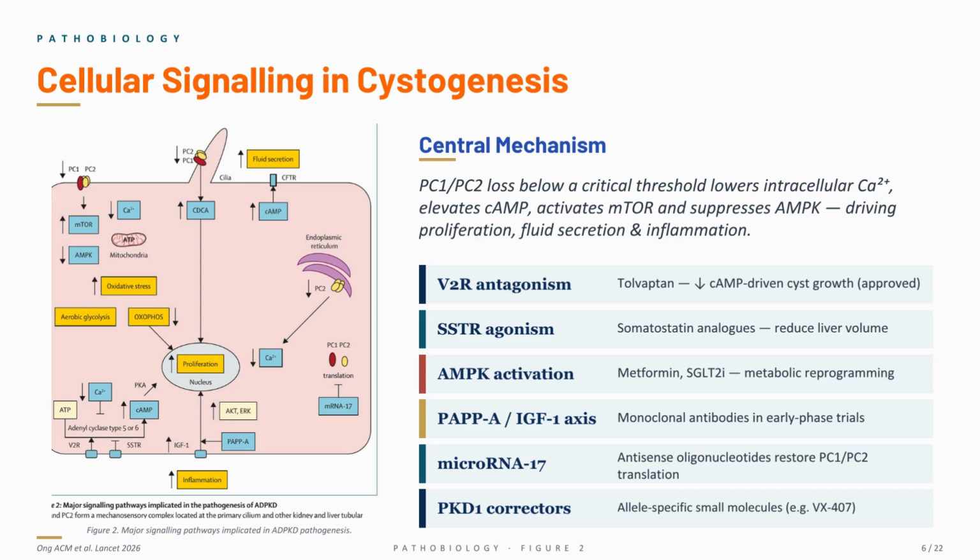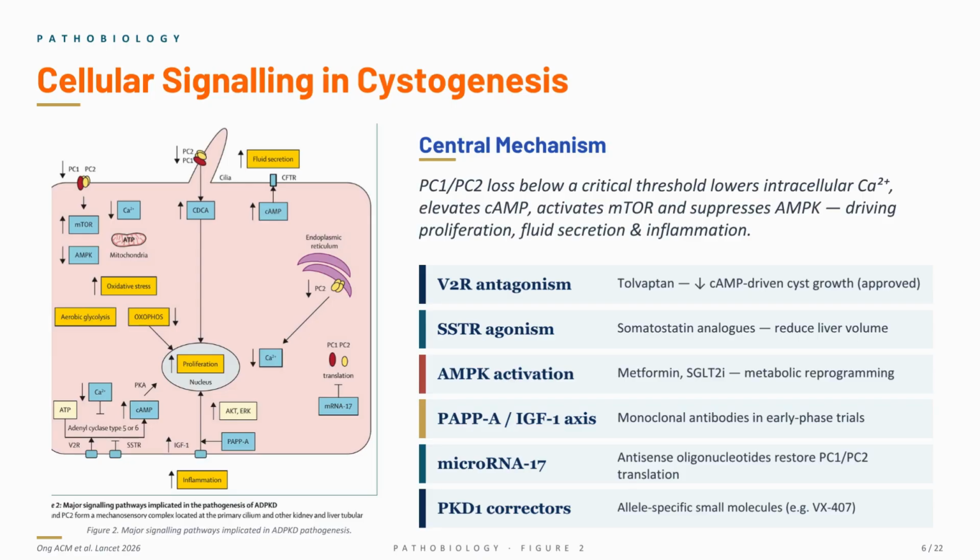At the cellular level, this leads to abnormal epithelial proliferation. There is also increased chloride and fluid secretion into the cyst via CFTR. Metabolically, the cell shifts towards glycolysis and altered energy handling, and importantly, inflammation becomes a part of the disease progression.